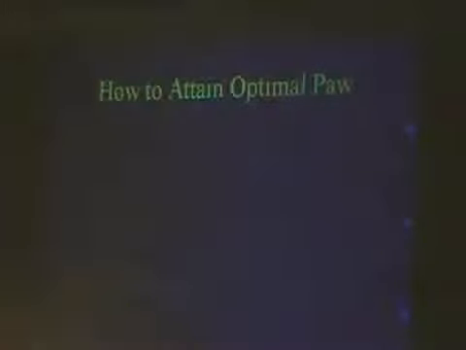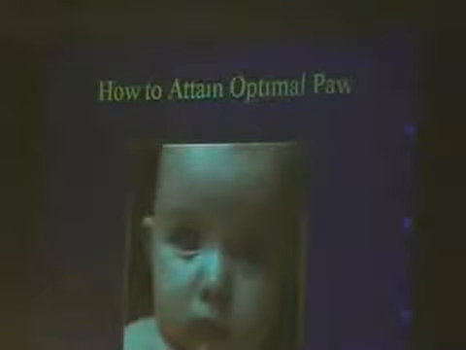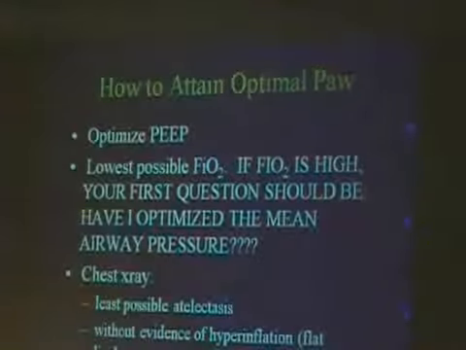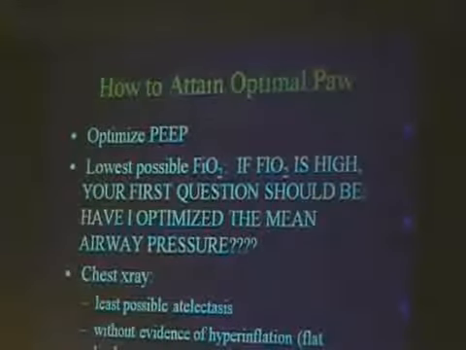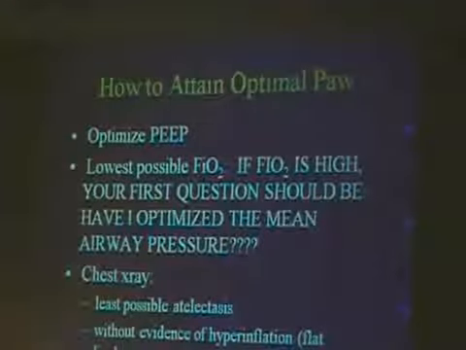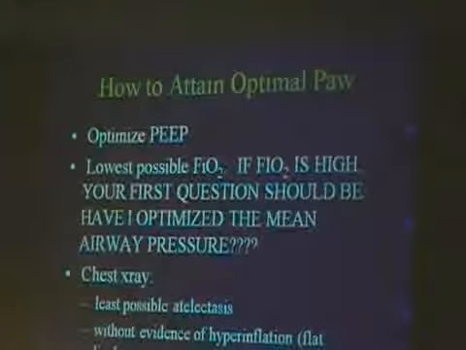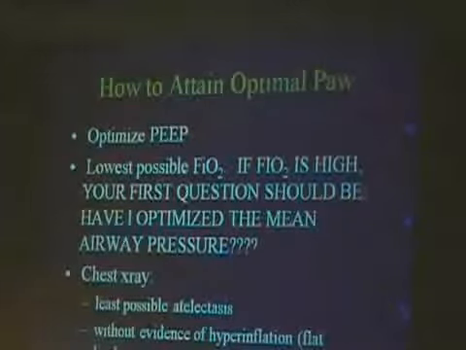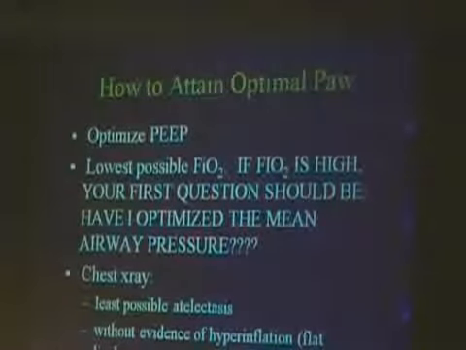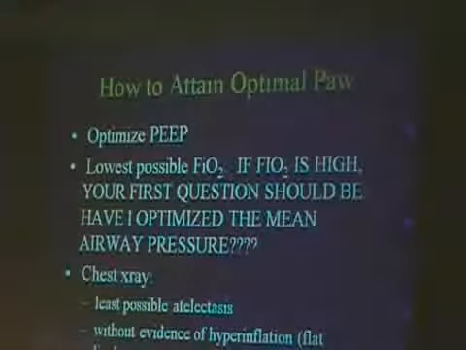So, how do we do this, though? I mean, we don't have a baby who all of a sudden gets a green dot on his head and a little thing that says, congratulations, your baby is now at optimal mean airway pressure. Finding optimal mean airway pressure is hard. How to attain optimal mean airway pressure includes optimizing PEEP predominantly. How do you do that? You do that by attaining the lowest possible FiO2. Because think about it, if your mean airway pressure is at an optimal level, your FiO2 will be at the lowest level that you can get it to.